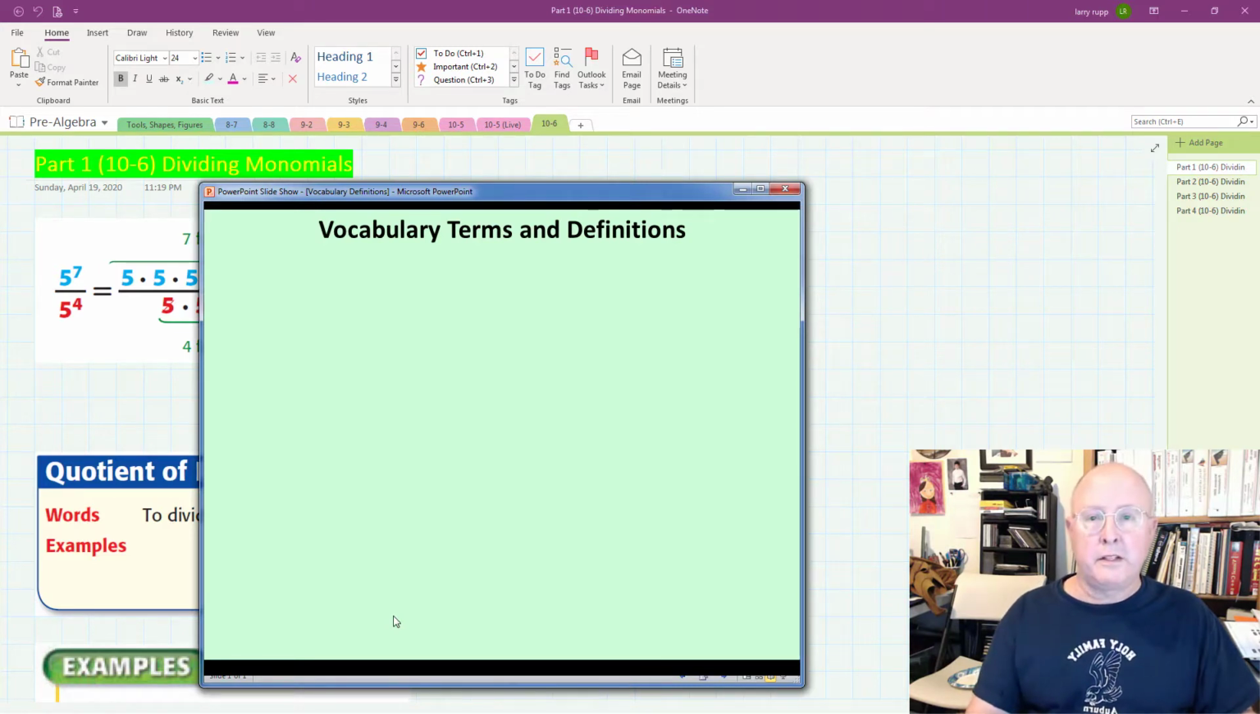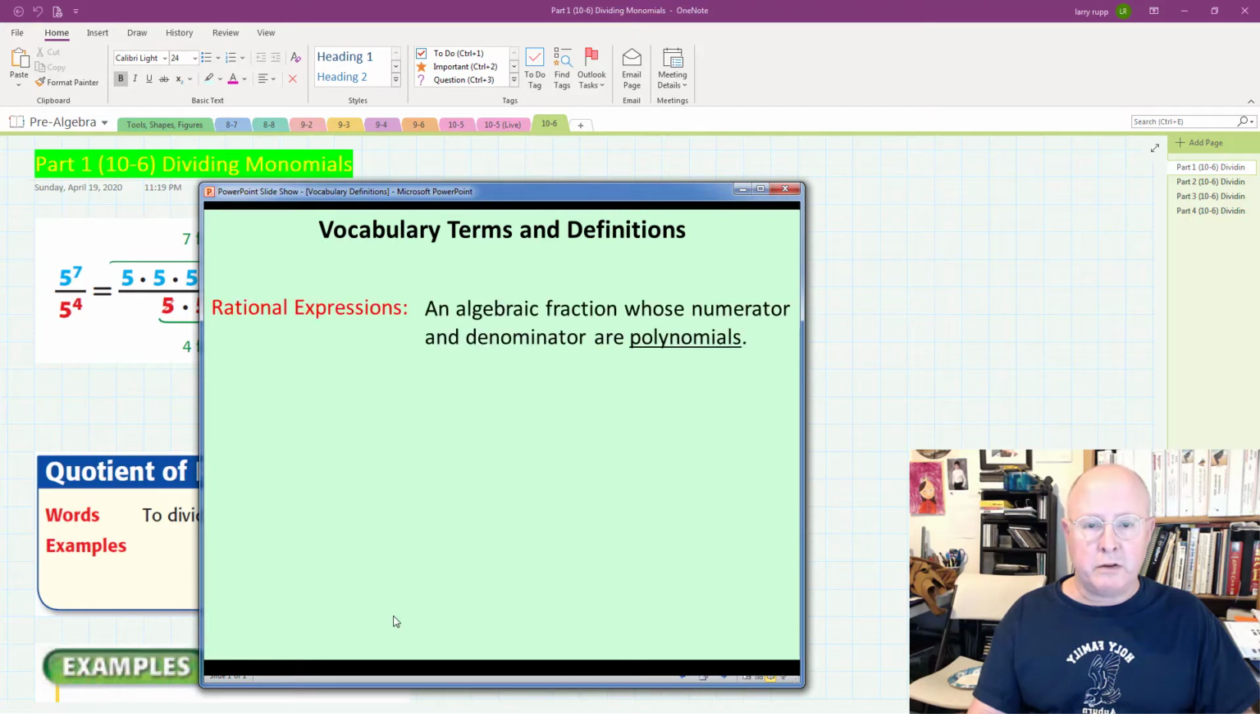Since we're studying basically the same thing, monomials and polynomials, the new vocabulary term that we've got to look at today is rational expressions. A rational expression is an algebraic fraction whose numerator and denominator are polynomials.